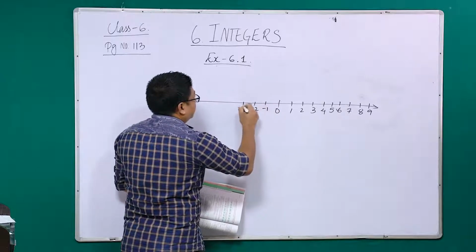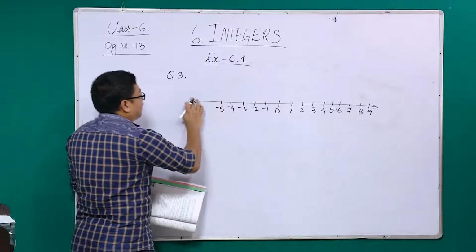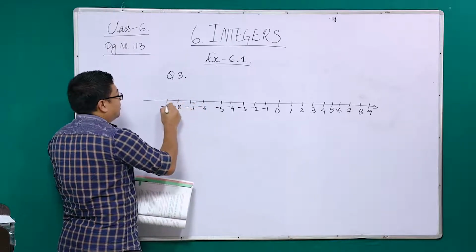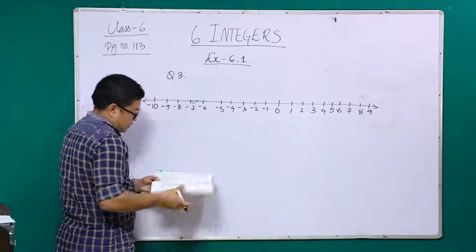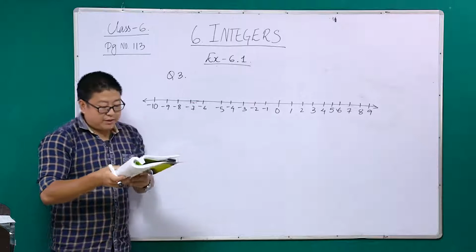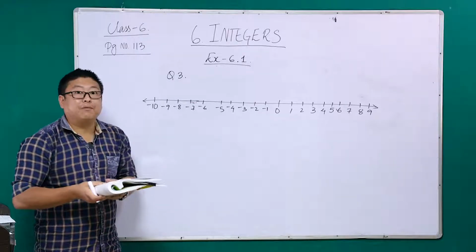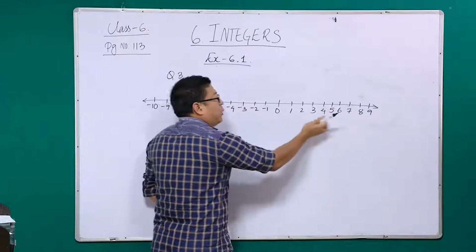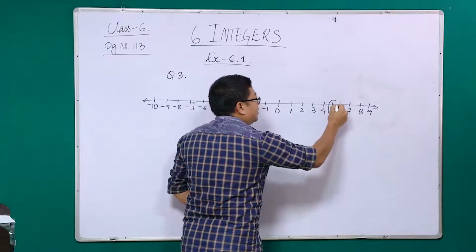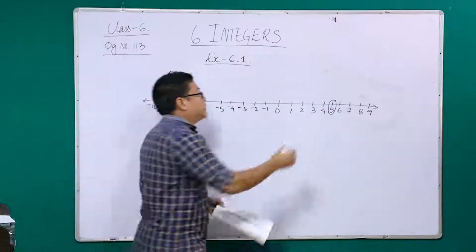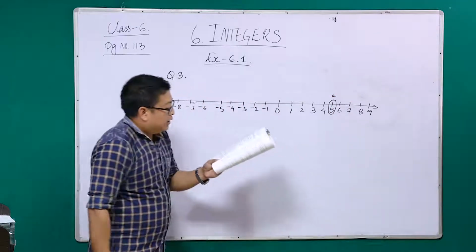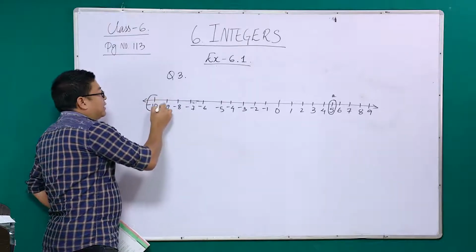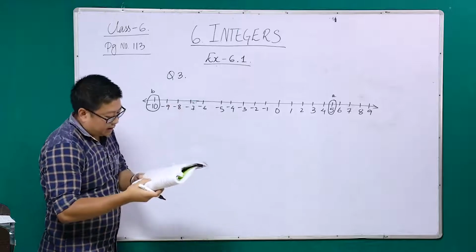Minus 1, minus 2, minus 3, minus 4, minus 5, minus 6, minus 7, minus 8, minus 9, minus 10. So for the first question, A, plus 5. If you look here, no sign is given on the right side, but they are all plus. So plus 5 is here. This is for question A. What about minus 10? If you look, you will find minus 10 is here. So this is question B.